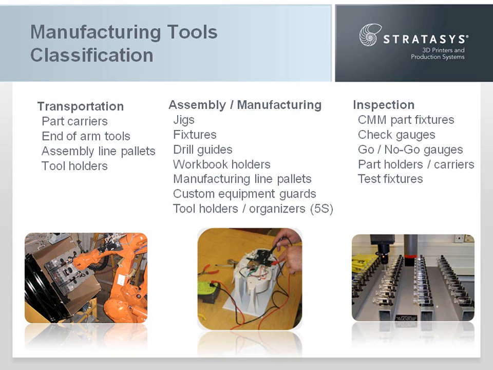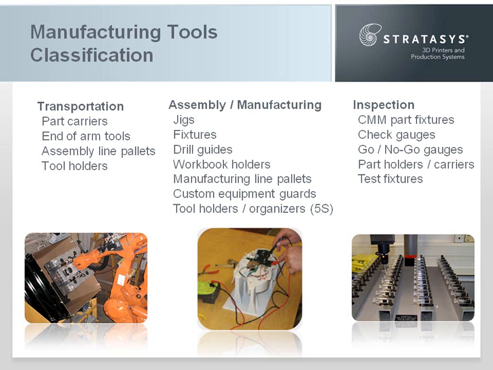The second category of tools are the more traditional jigs and fixtures, and these are used in the assembly or manufacturing areas. These could include a variety of work holders, generic jigs or fixtures, or guides for drilling or trimming. It could also include simpler tools, like workbook holders for holding work instructions.